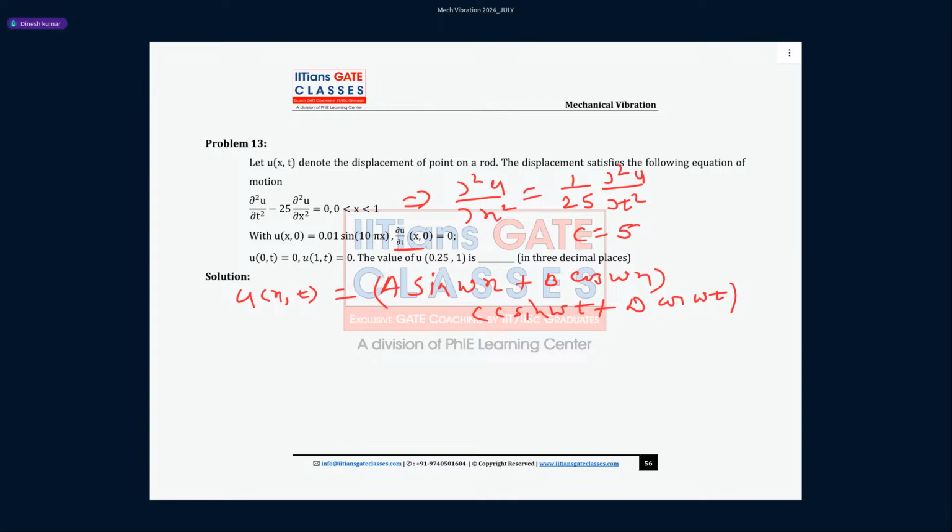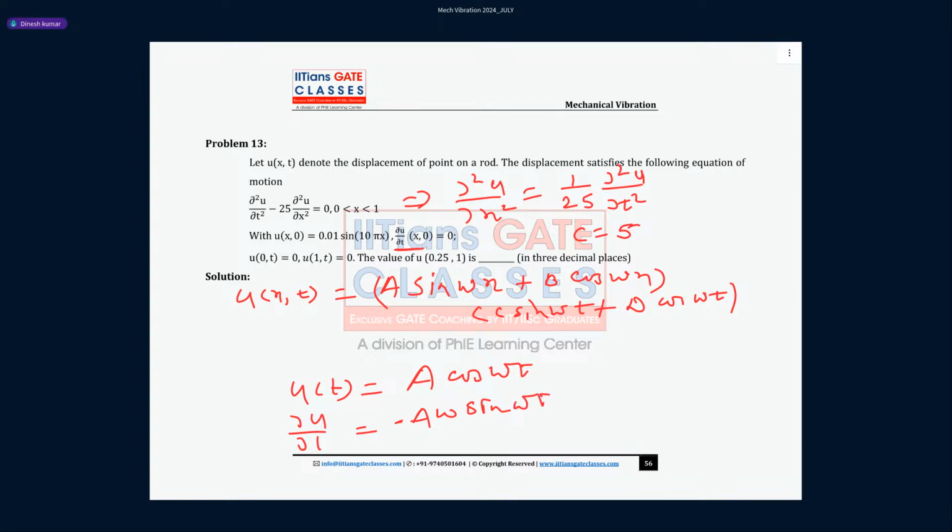In case of free vibration, whenever initial velocity is 0, your response will be cosine, not sinusoidal. It will be cosine. How it is, I will tell you. Suppose your u of t is given as some amplitude A times cos ωt. Now initial velocity is 0. You can check it. If you write ∂u/∂t, it will be minus Aω sin ωt, right?